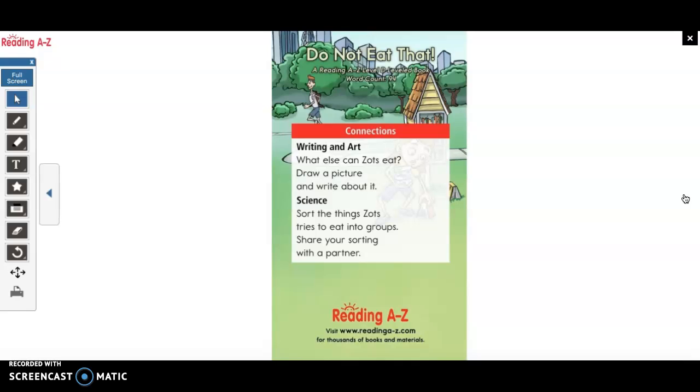So you can write a sentence that says, I want to eat a banana. I want to eat a bowl of cereal. I want to eat spaghetti. Whatever you like and you want to eat, you can write that sentence and draw a picture.